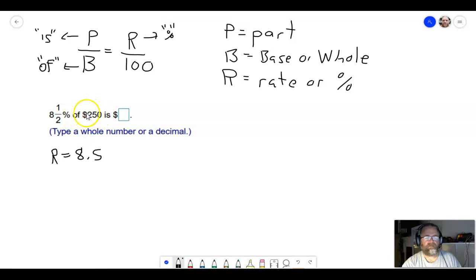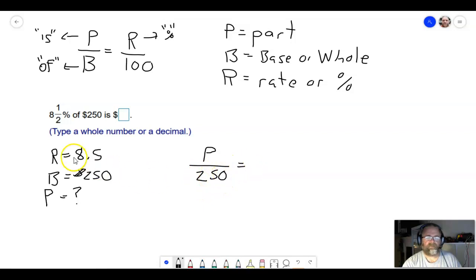The word of here is associated with 250. So remember, of is our base. So our base is going to be equal to $250. And then is kind of blank there. So that means that we're going to be solving for P, right? So that's our unknown. So now putting these values in here, we're going to leave the P there because that's our unknown over the base, which is 250. And that's going to be equal to our rate, which is 8.5. We're just going to leave that in that percent form, all over 100.